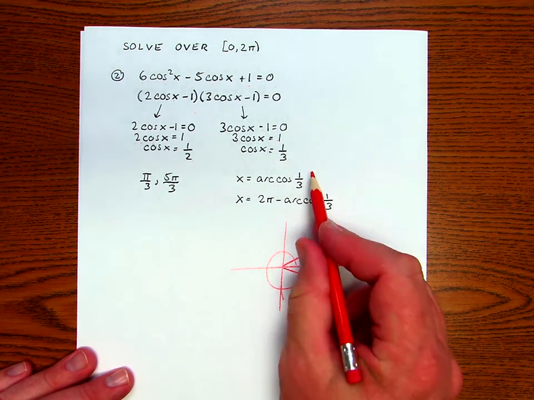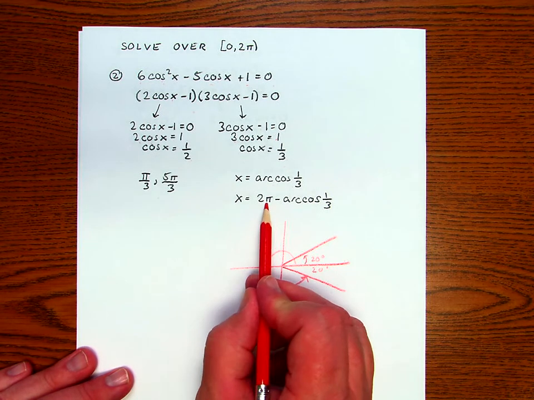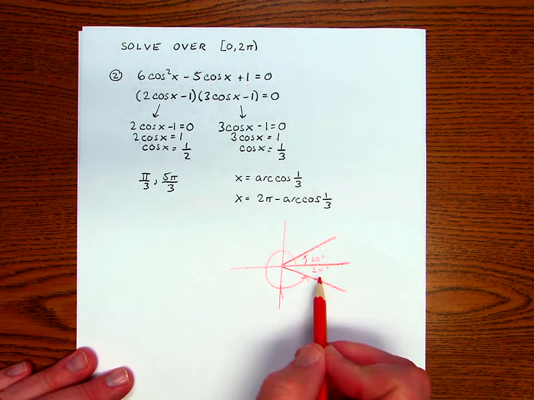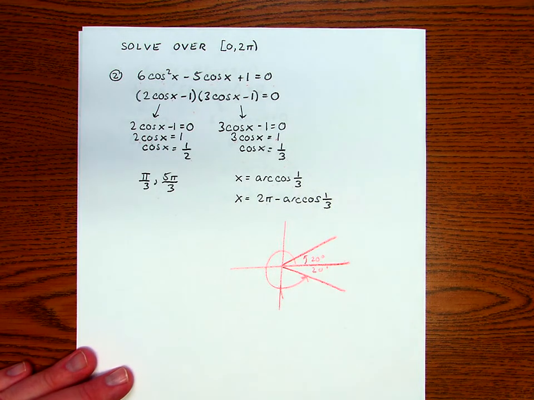Okay, translating that into this type of problem. Because we're in radians, it's 2 pi minus instead of 360 minus. Instead of a nice clean angle like 20 degrees, it's a messy angle in radians like arc cosine of 1/3.